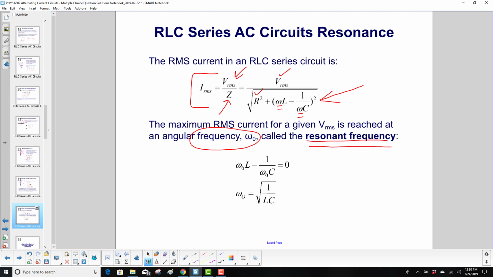Well, we can get a maximum if we just set this thing equal to 0. We set it equal to 0, because then what are we doing? We're decreasing the denominator as much as we can, which will increase the entire value of I RMS, of the fraction. Do a very little bit of math, and you find the resonant frequency will be the square root of 1 over L times C.